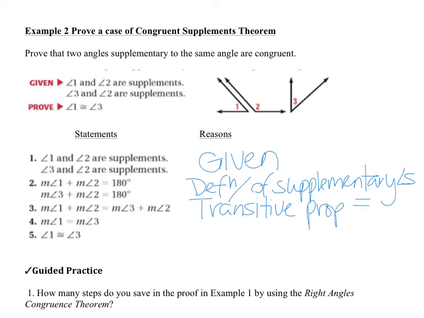Saying the measure of angle 1 equals the measure of angle 3. Look at what's happening. You're getting rid of the measure of angle 2 by subtraction. And then going from measures are equal to angles congruent is the definition of congruency.